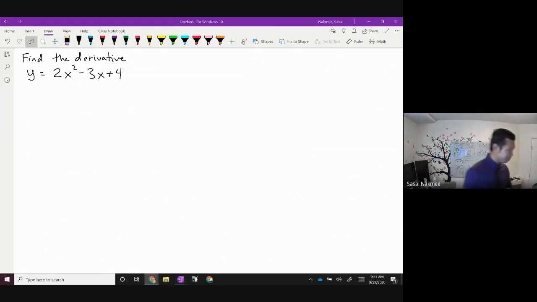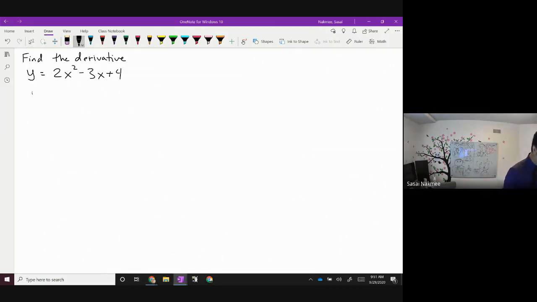So here's a function. y is equal to 2x squared minus 3x plus 4. It graphs a parabola, right? And I want to find the derivative of this thing. I want to find out what's the function that's going to give me the slope of the tangent line at any x value, right? So I write it down.